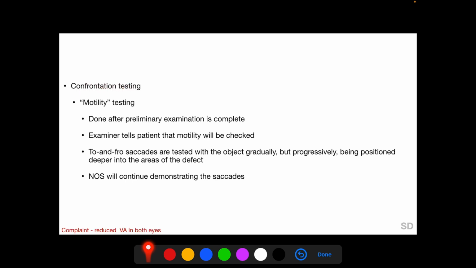Confrontation testing can be done by either a so-called motility testing or by a so-called silent field testing. A motility testing is done after preliminary examination of the patient is complete, and the examiner tells the patient that motility will be checked, but in fact he is checking the visual fields. And then saccade testing is done with an object, but the object is gradually and progressively positioned deeper into the areas of the defect. In case of an NOS, believing that the motility is being tested, will continue demonstrating the saccades, which will not be so in case of an organic lesion when the object reaches deeper areas of the visual field defect.